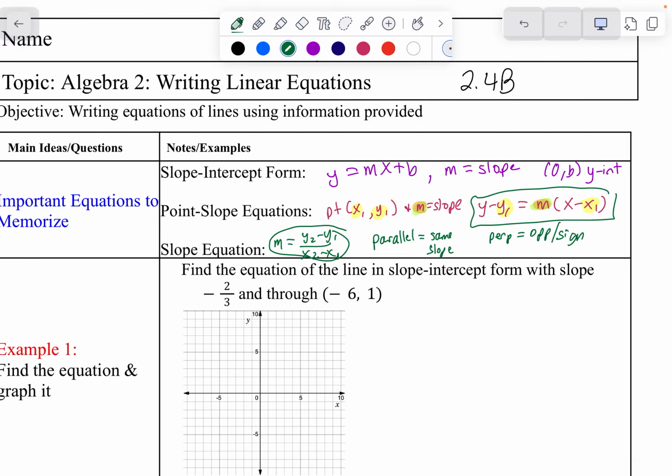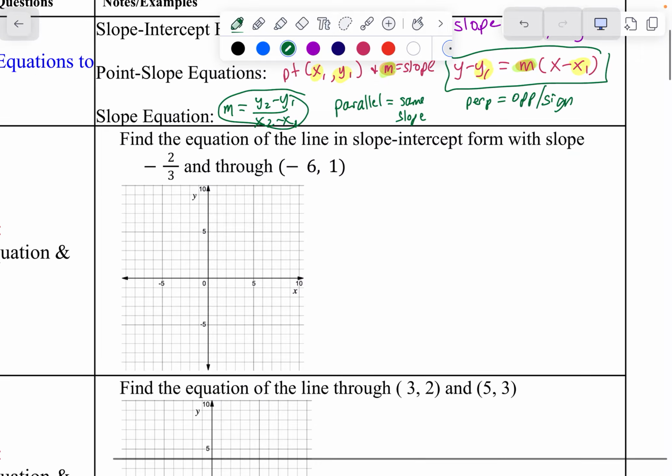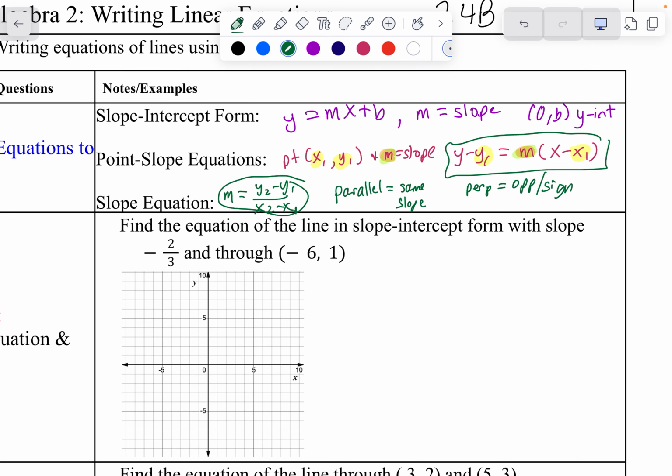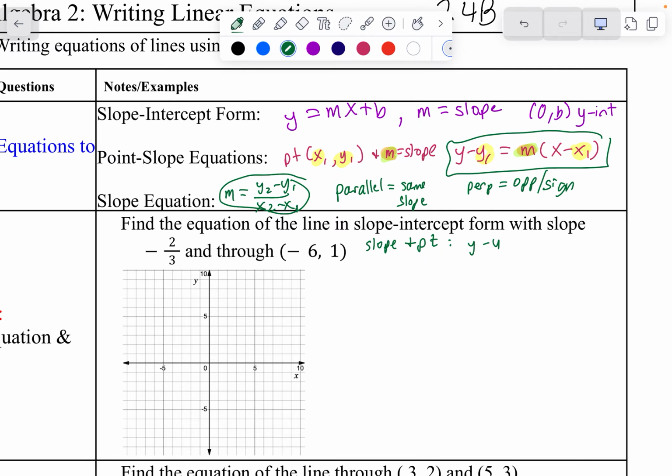It says, find the equation of the line in slope-intercept form with the slope of -2/3 through the point -6, 1. So if you know a slope and a point, you need to use the point-slope equation. So y minus y1 equals m times x minus x1. All we're going to do is take the information and plop it in, okay? So our m is negative 2/3. Our x1, y1 is the negative 6, 1. So we're just going to plop that information into that equation, okay?